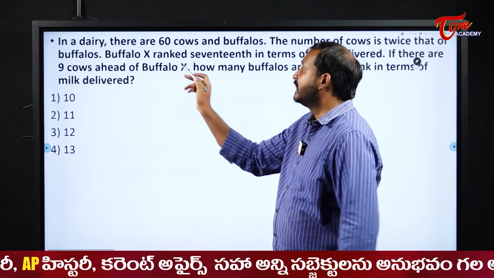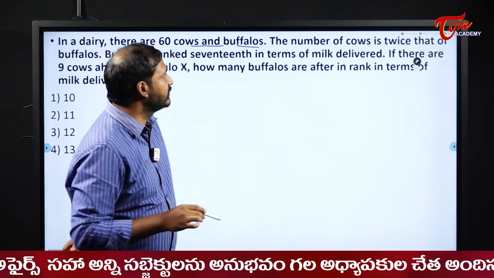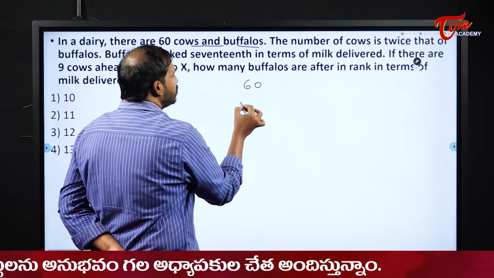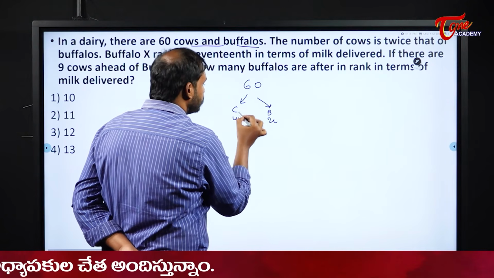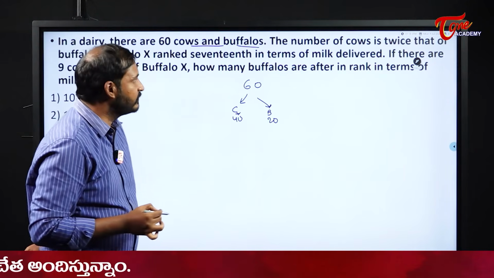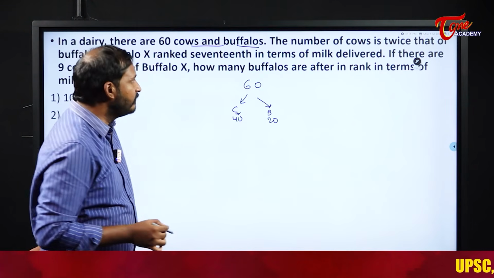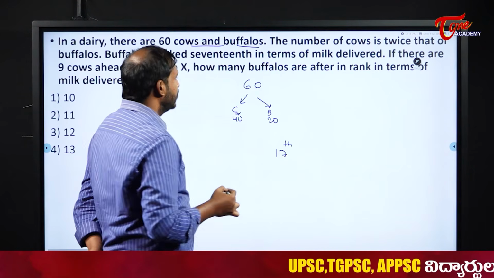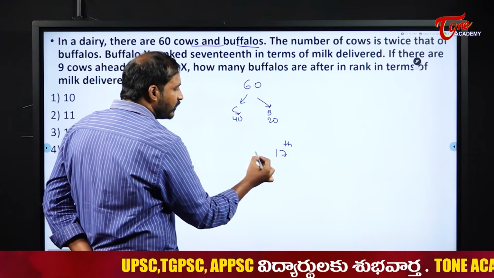See this one, students. In a dairy, there are 60 cows and buffaloes. Okay, 60 cows and buffaloes are there. The number of cows is twice that of buffaloes. That means what? Cows will be 40 in number. When it comes to the buffaloes, they will be 20 in number. Buffalo X ranked 17th in terms of milk delivered. Okay, that is 17th. If there are 9 cows ahead of Buffalo X, ahead of it total how many are there?